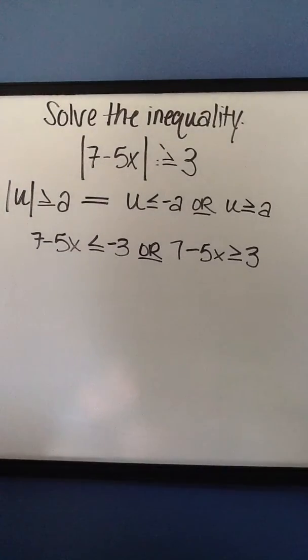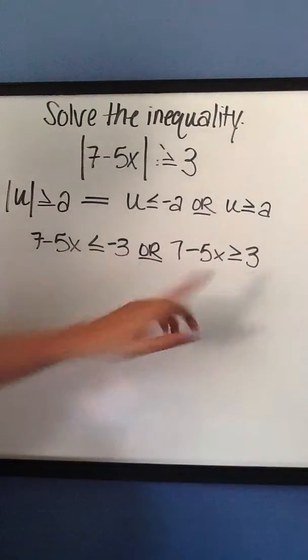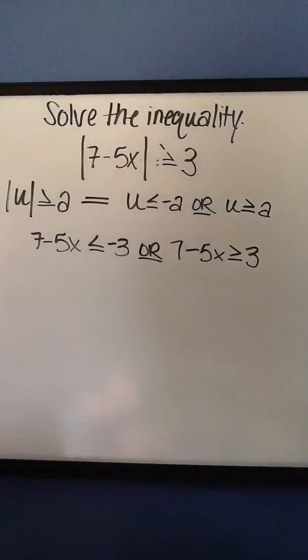So here is our problem right here. Our goal now is to get x by itself, so that way we can have our solution. So the first step is that we're going to need to subtract 7 from both sides in order to get rid of that 7 on the left side.